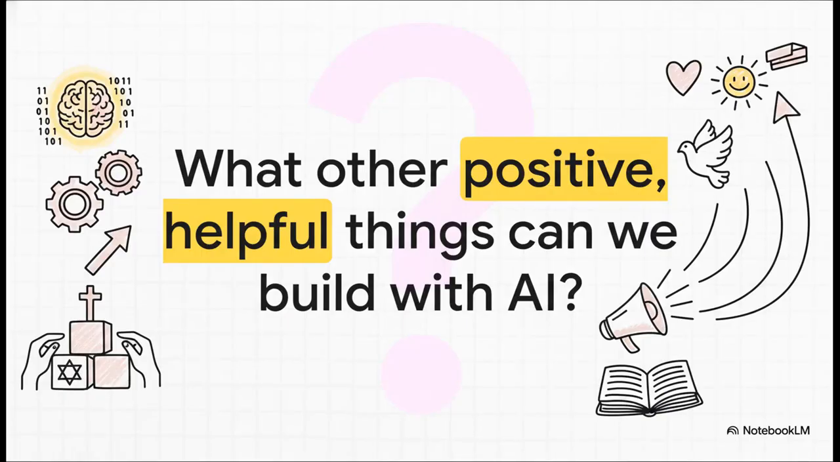So in the end, this is a story about how one person used AI to automate a task, not just to make life easier, but to spread a positive message much more widely and easily. It's a tool that was built with the intention of doing good. And that really leaves us with a final big question to think about. What other positive, helpful things can we build with AI?